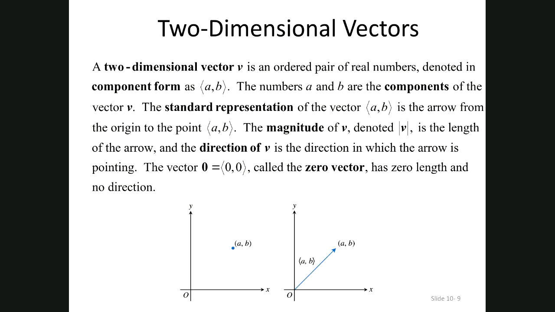A two-dimensional vector, V, is an ordered pair of real numbers denoted in component form, and usually when you see the brackets that look like this, you're thinking of a vector. The numbers a and b are the components of the vector. The standard representation of a vector ab is the arrow from the origin to the point ab. The magnitude of V, denoted by the absolute value of V, is the length of the arrow, and the direction of V is the direction in which the arrow is pointing. The vector 0, 0 is called the zero vector; it has zero length and no direction.